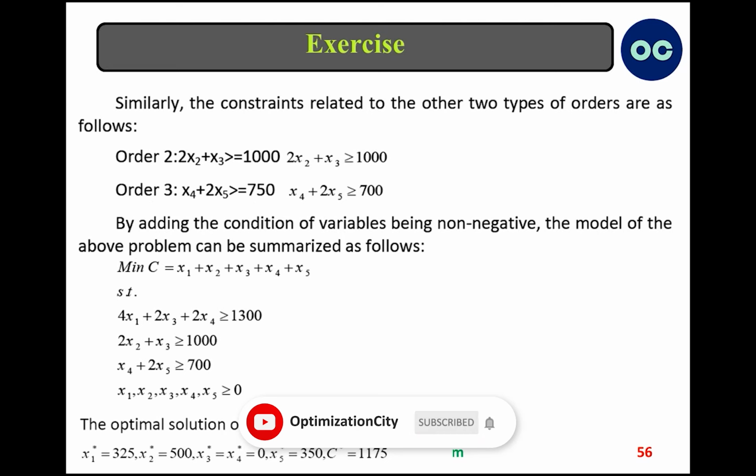Similarly, we also need to add the non-negativity constraint to the variables. We can summarize the model for the given problem as follows. So we are going to minimize the summation of the cuts subject to the order constraints and non-negativity constraints. We have C star as the optimal value of the objective function.